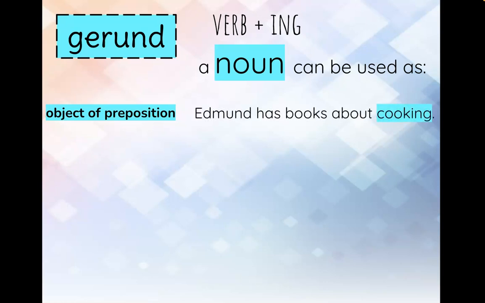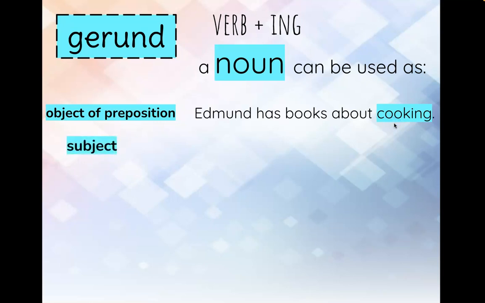Edmund has books about cooking. If you look at this sentence, cooking is the verb that ends in ing. But Edmund isn't doing any cooking here. It's talking about cooking. You've got a prepositional phrase at the end. And so the noun that's at the end of that prepositional phrase is cooking, the verb that ends in ing. So this is a gerund, and it's doing the job of object of a preposition. I want you to highlight that and label it OP.